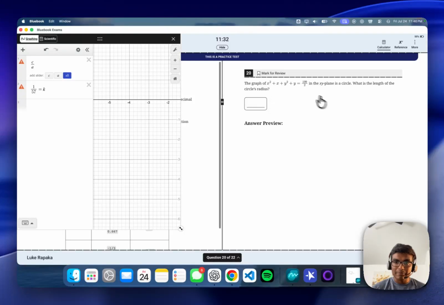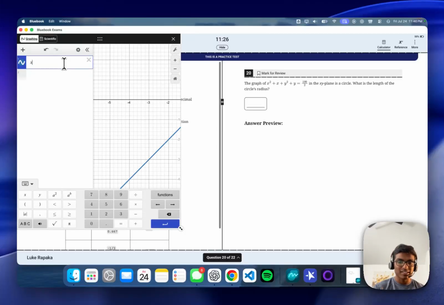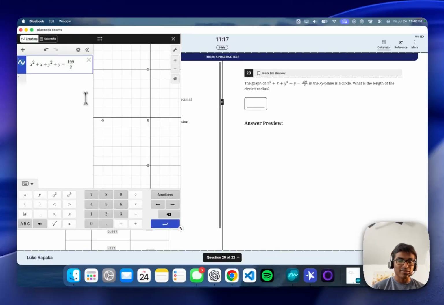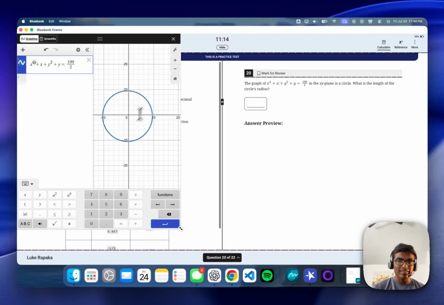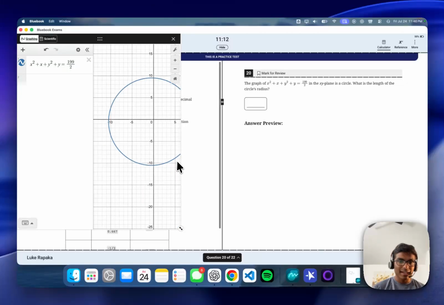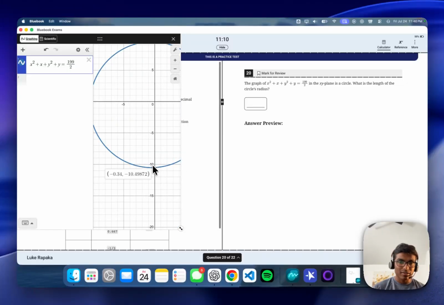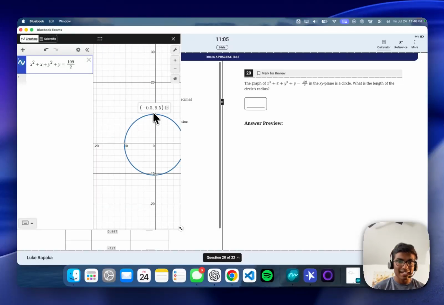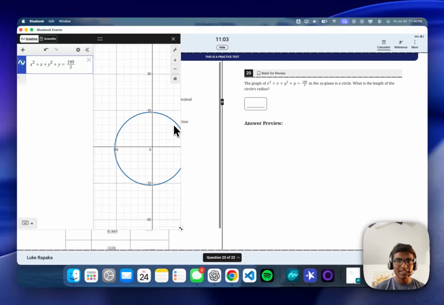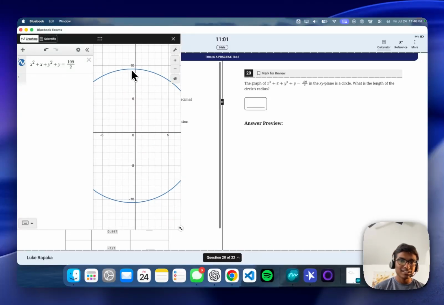Okay. The graph of is a circle. What is the length of the circle's radius? Okay, let's just put this in Desmos again. Okay, so I just graphed this out, right? And that's my circle. And be careful, don't get fooled by these automatic points here. If you see this one on the y-axis, that's not actually the diameter, it's just where it intersects.